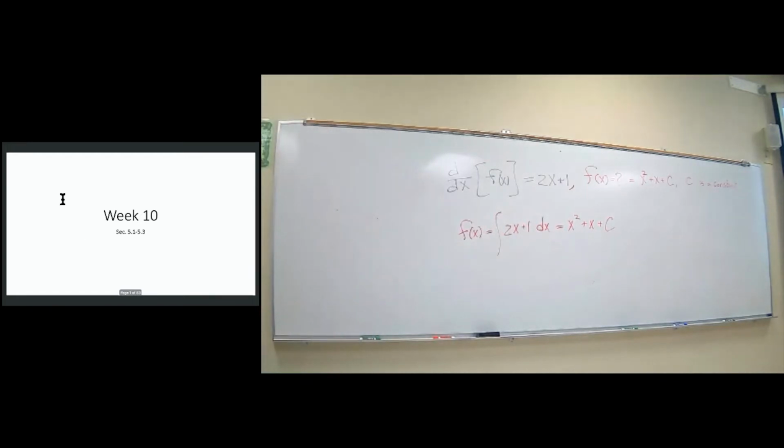So if the derivative of capital F of x is equal to lowercase f of x, then the integral of f of x with respect to x is going to be equal to capital F of x plus a constant. And the reason why is because we don't know what this thing actually looks like. We just know what it looks like up to a constant.